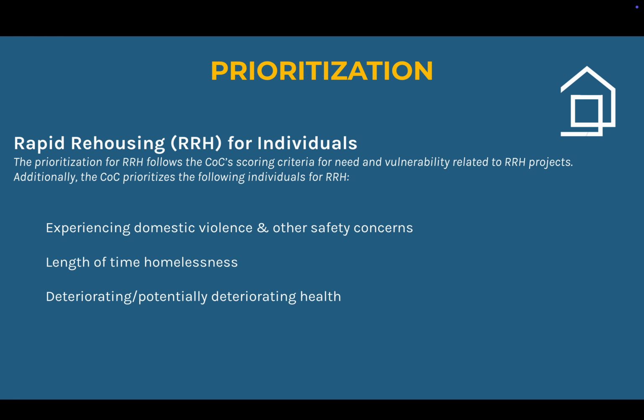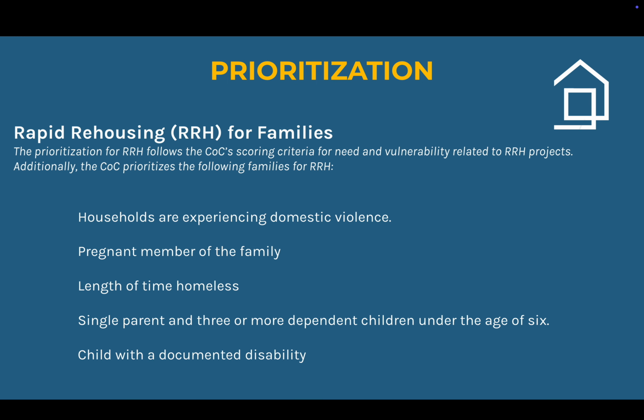Prioritization for rapid rehousing, otherwise known as RRH, for individuals are as follows. If they are experiencing domestic violence and other safety concerns, the length of time homeless, and their deteriorating or potentially deteriorating health. Prioritization for RRH for families include households who are experiencing domestic violence, pregnant members of the family, length of time homeless, single parent with 3 or more dependent children under the age of 6, and a child with a documented disability.